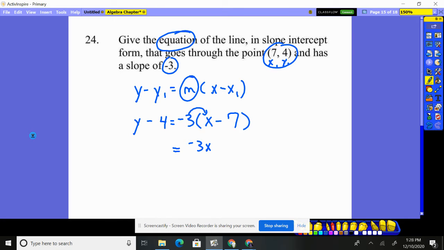-3x. -3 times -7 is plus 21. And now I'm going to move my 4 over. I'm going to add 4 to both sides. y equals -3x plus 25. And I have my answer. Not too difficult. That's slope-intercept form.